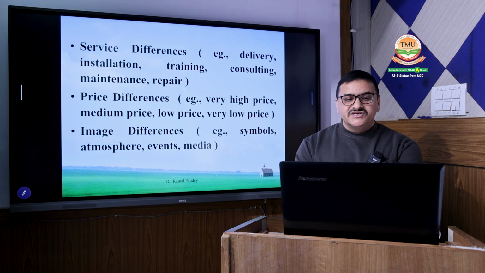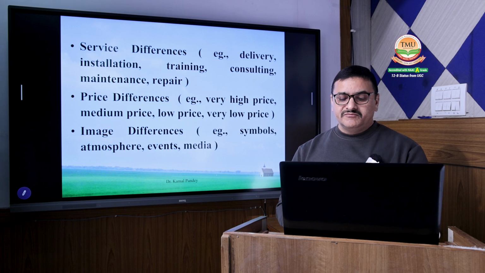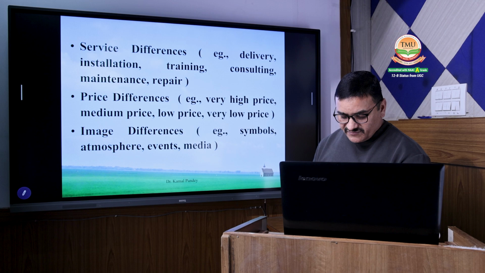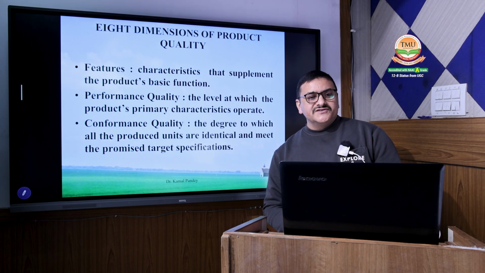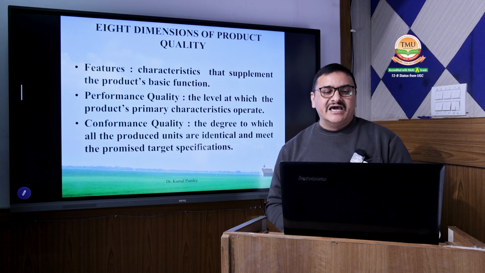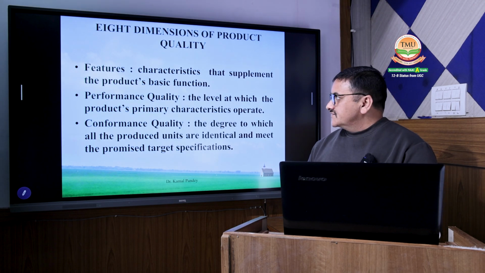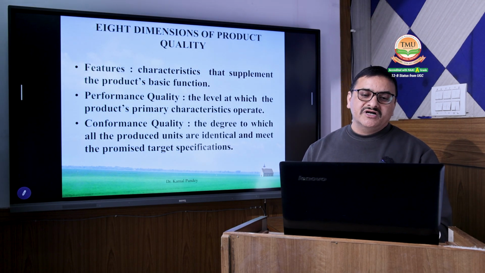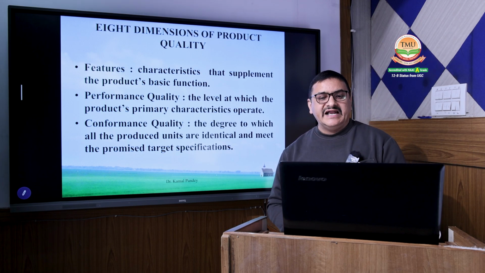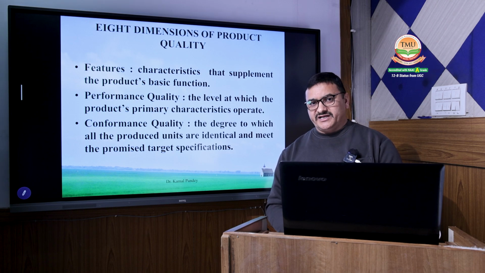Then we have image differences. Image differences means the symbols, atmosphere, event, media where the product is being promoted or advertised. Keeping in view these differences, the product might have several other dimensions also. For example, features. Features means the characteristics that supplement the product's basic function. Then we have performance quality of the product, at the level at which the product's primary characteristics operate.